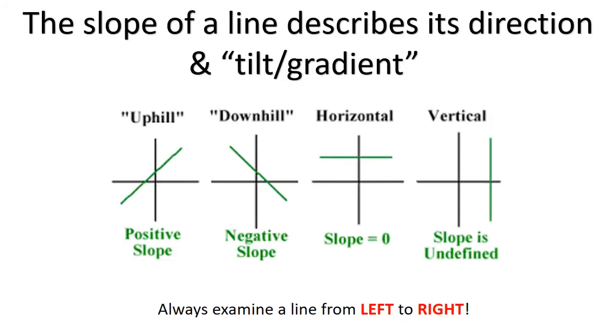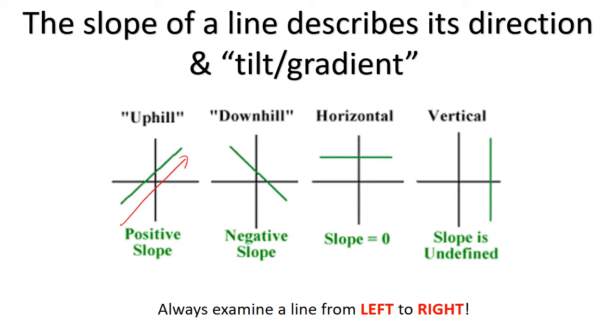Let's talk about the slope of a straight line. The slope of any line describes its direction and the tilt or the incline. This is also called the gradient of the line.